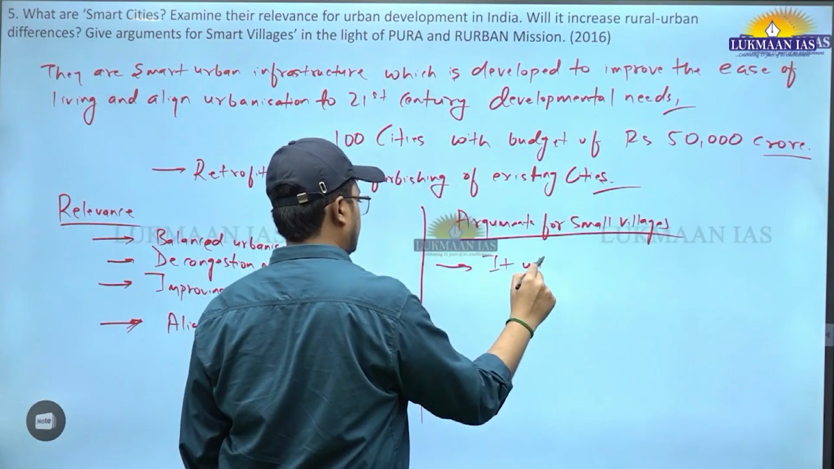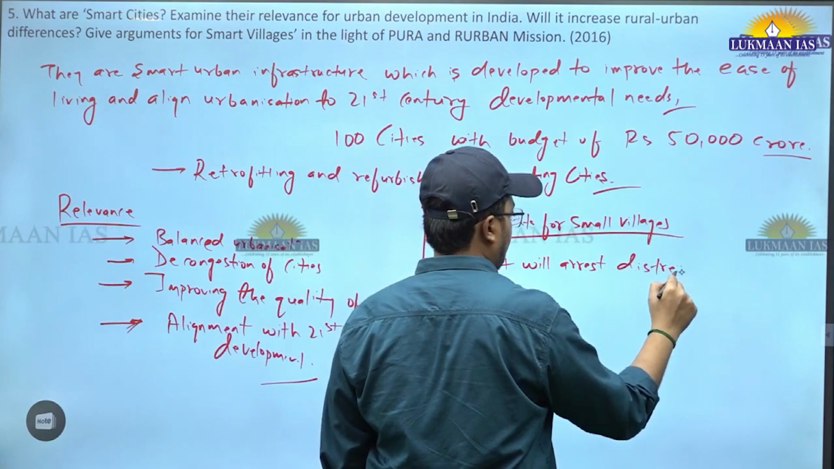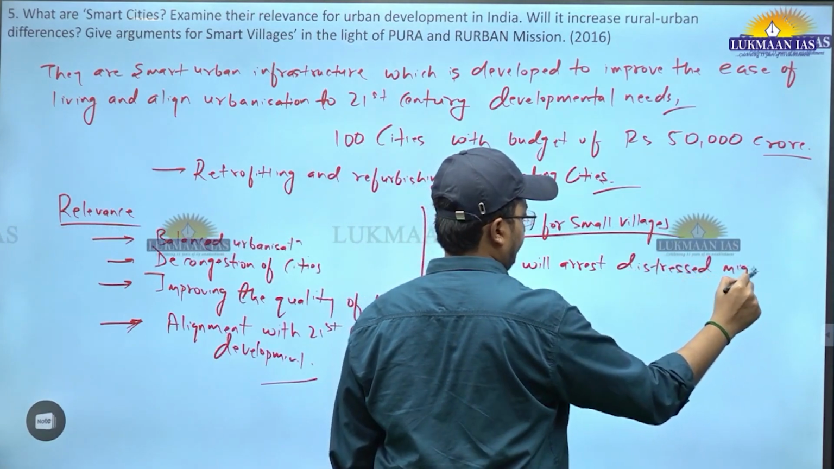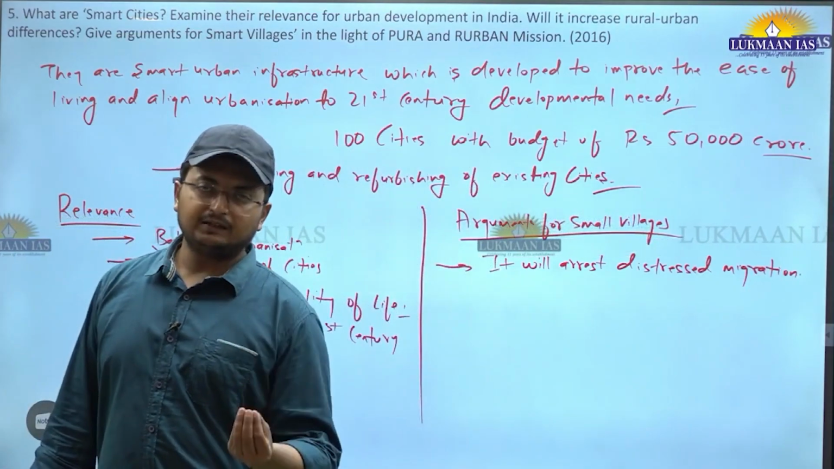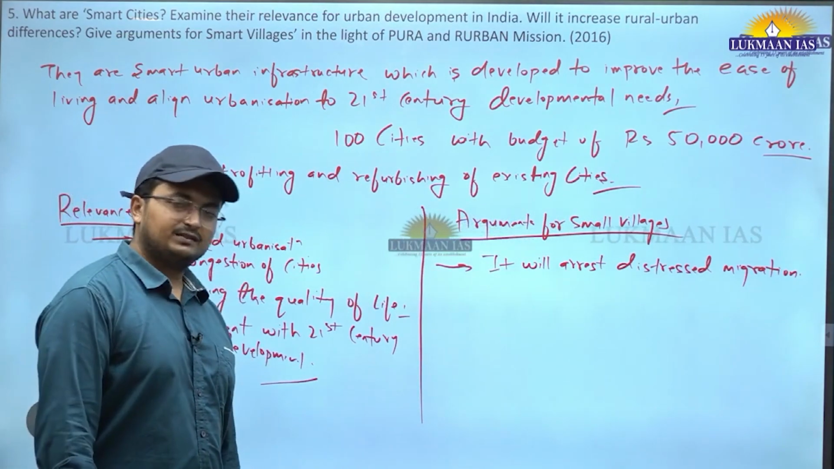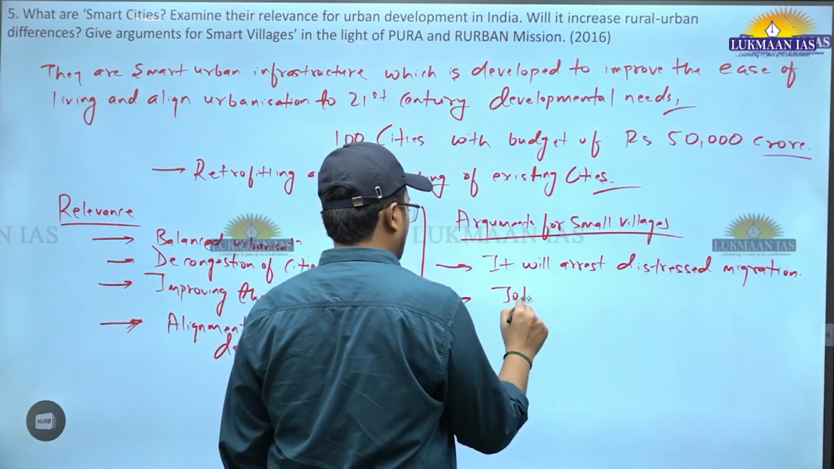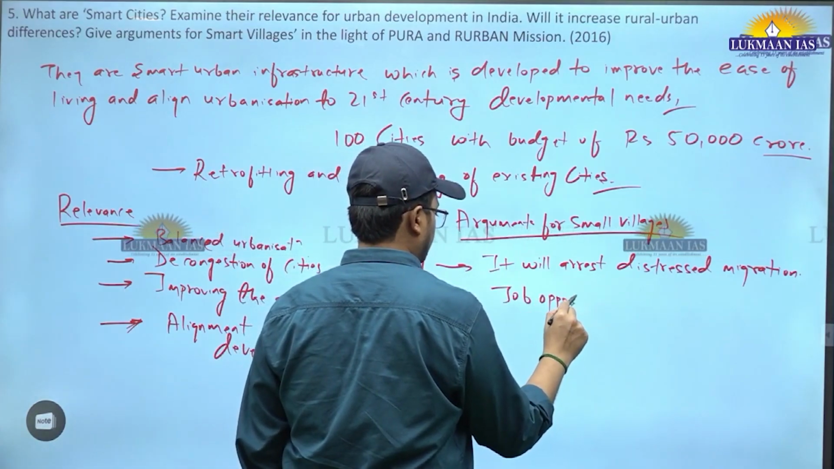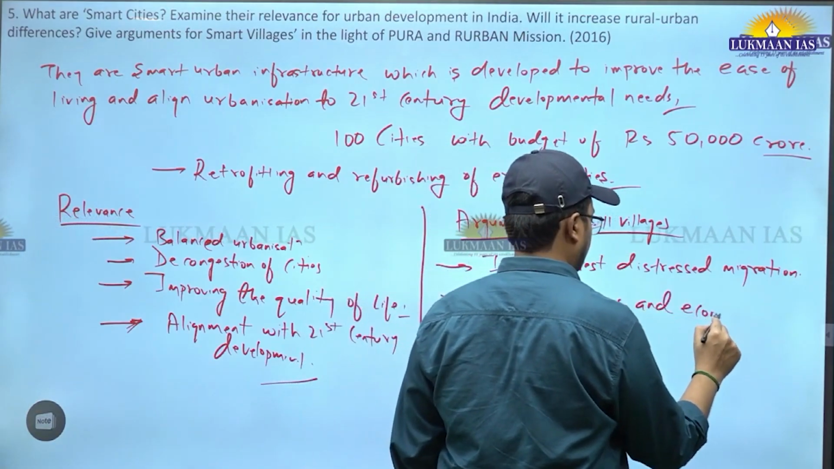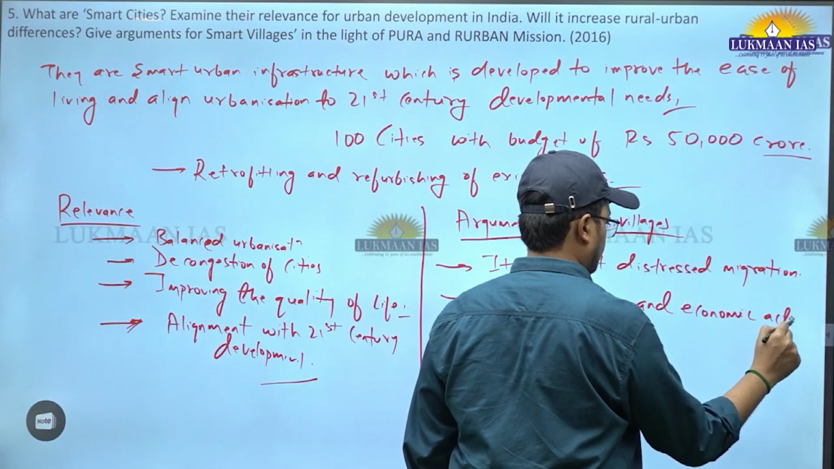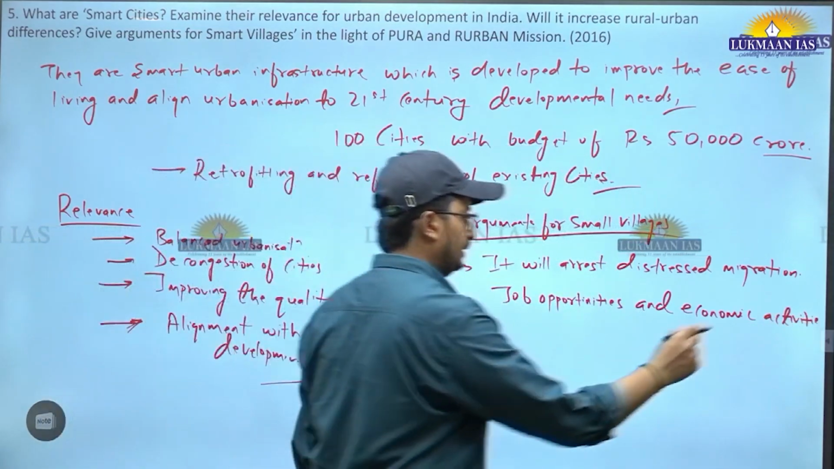It will arrest distressed migration. So people in rural areas, if they get facilities like smart urban areas, the facilities in their home villages, they will try not to move because of distress situation. Job opportunities and economic activities. So this is another idea.